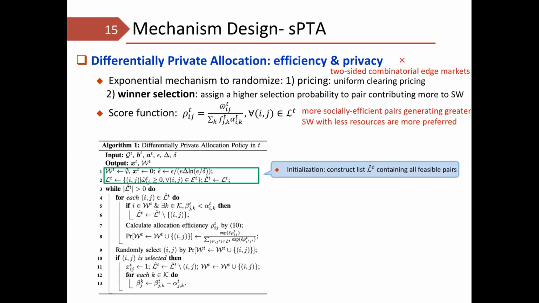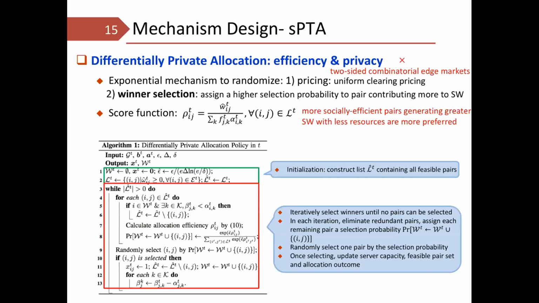Firstly, initialize a winner set and construct a list containing all feasible pairs. Then iteratively select winners until no pairs can be selected. In each iteration, eliminate redundant pairs and assign each remaining pair a selection probability defined based on the score function. In this way, a pair contributing more to social welfare will be assigned a higher probability. After that, randomly select one pair by the probability and update the corresponding parameters.